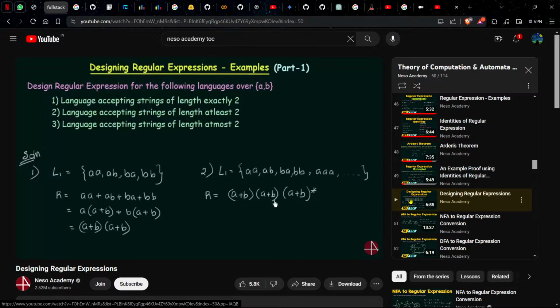And if you want length 4, you can give power 2 over here. So it can accept any strings of length 2 or more. That means at least 2. So minimum is 2, maximum is not specified. Okay, so now let's come to the third one.